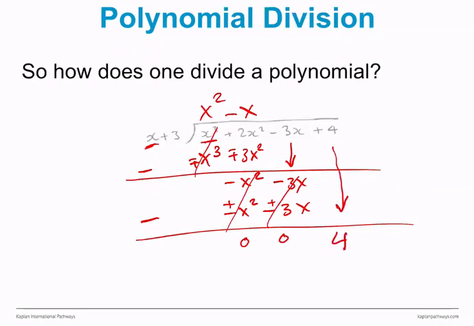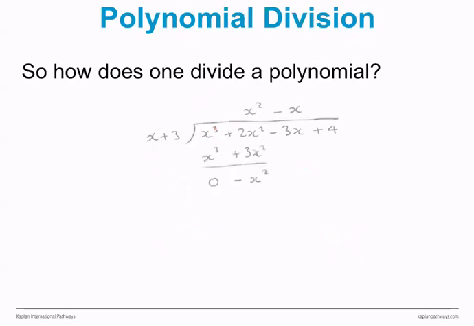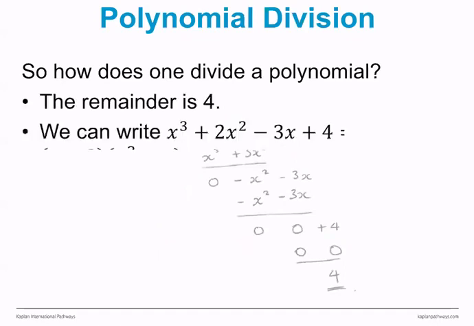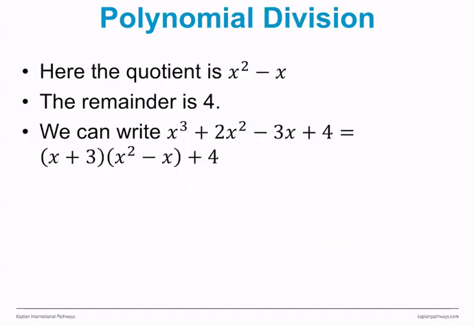This 4 here doesn't have x, so I can't carry on. I can't say 4 divided by x. So what you do here, you just leave it as a remainder. Yes, so you will say the quotient equals x squared minus x, and the remainder is 4. So I'll show you here. The quotient is x squared minus x, and the remainder is 4.